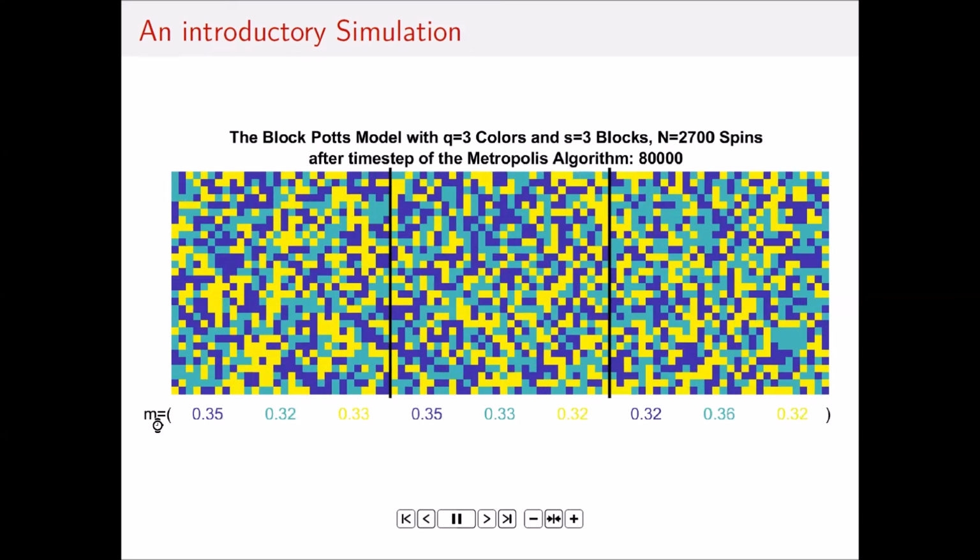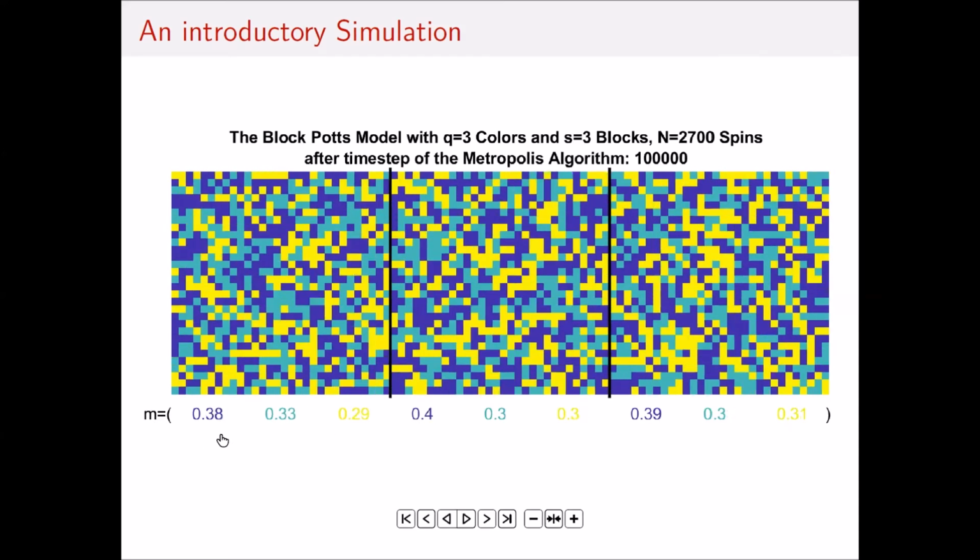The magnetization is this long vector down here, which tracks the proportions of each color in each block. In the so-called high temperature regime, we expect the uniform vector to appear in the large N limit, meaning that roughly 1/3 of all the spins will be colored blue, yellow, or mint. One realization of the magnetization might look like this, where you see that there are a bit too many blue spins in the first block, but because of the positive interaction with the other blocks, there are also a bit more blue spins in the second and in the third block as well.